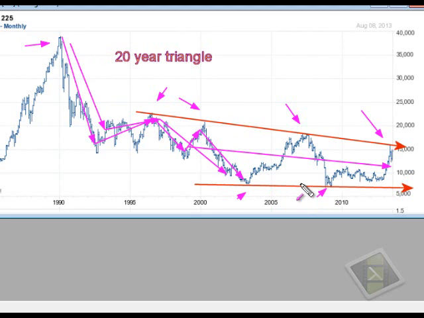So that was an 80% fall, or thereabouts. Yes, slightly more than 80%, 81%, 82% fall. So 80% is what you expect from a serious bear market. So it's done that, but we haven't managed to get outside this triangle. So there could be another leg down due.